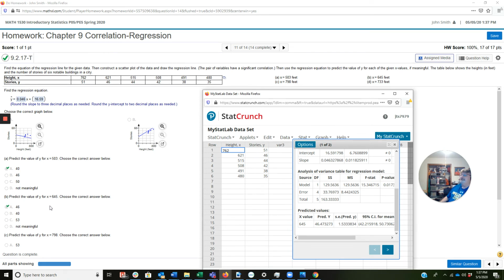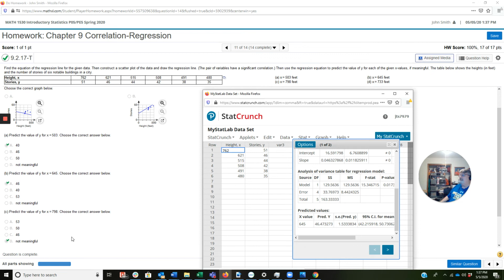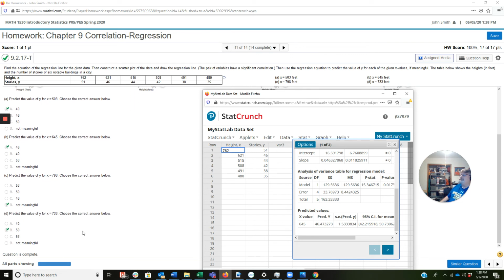And then on the next one, we got a slight issue. No, actually, the fourth one. The next one is 798. And 798, we already showed previously, is outside the scope or the range of the data. So that would mean that this would not be meaningful. There's no point in making a prediction with 798. It's outside the range of the data. And then our last one is 733. That is inside the range of the data.